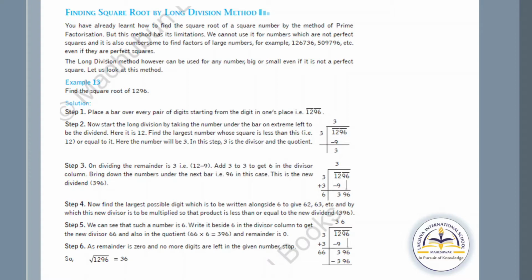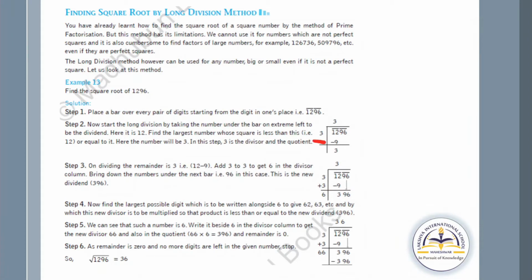Now start the long division by taking the number under the bar on the extreme left as the dividend. Here it is 12. Find the largest number whose square is less than or equal to it. Here the number will be 3. In this step 3 is the divisor and the quotient. We have to put 3 as a divisor.